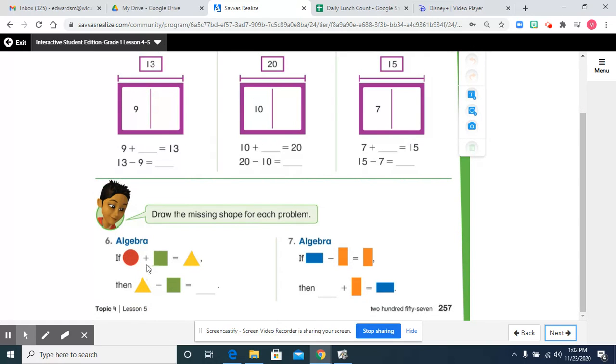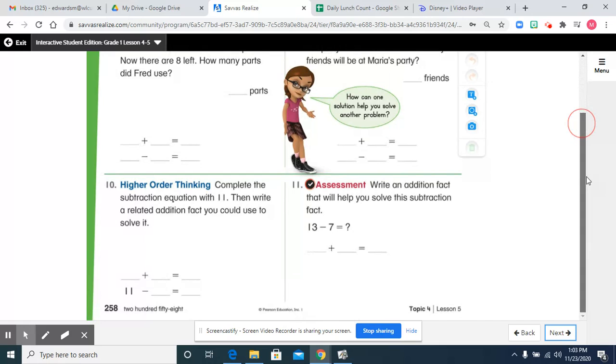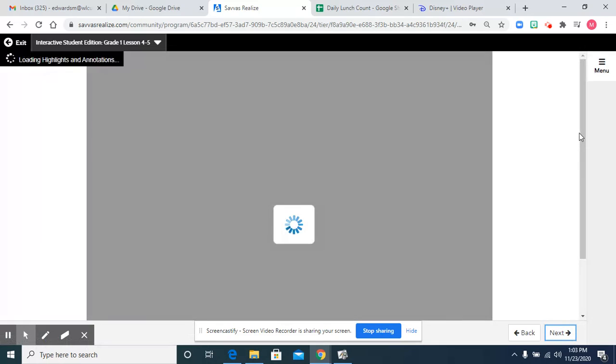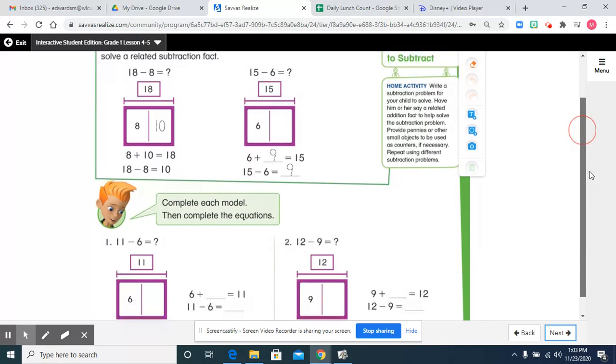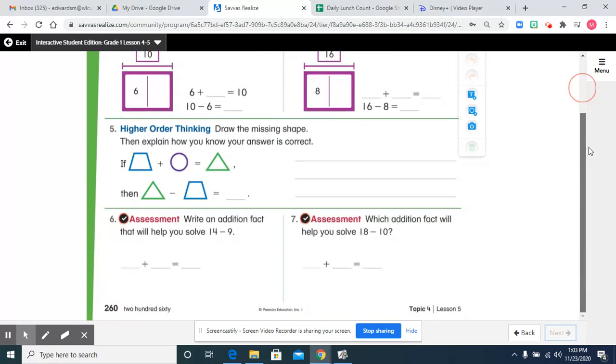Down here it's the same thing except you are drawing shapes. Okay? So you're going to draw the missing shape because they're related facts. So you have to do page 257. If you get done with that and you feel like you need some extra practice, you can do a couple problems on 258, which are story problems. You can also do a couple on page 259 and also page 260.